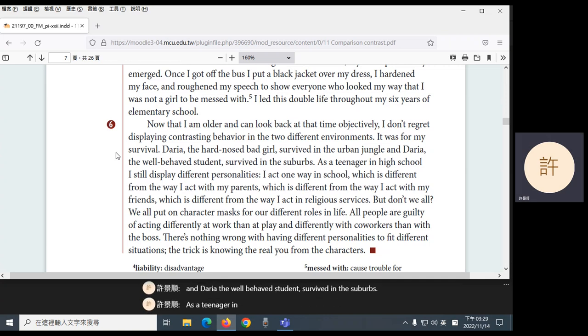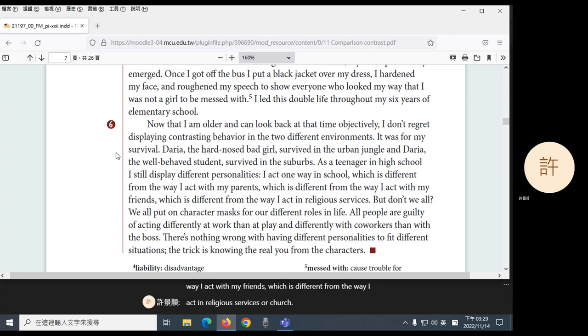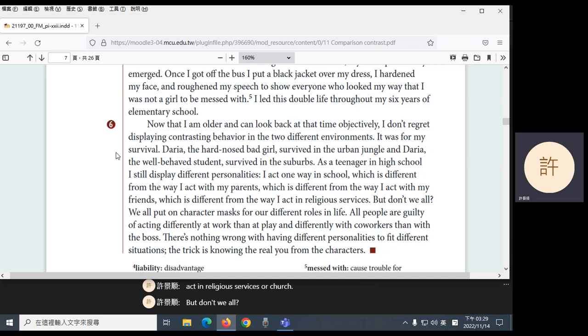As a teenager in high school, I still displayed different personalities. I act one way in school, which is different from the way I act with my parents, which is different from the way I act with my friends, which is different from the way I act in religious services or church. But don't we all? We all put on character masks for our different roles in life. All people are guilty of acting differently at work than at play, and differently with coworkers than with the boss. There's nothing wrong with having different personalities to fit different situations. The trick, or the key, is knowing the real you from the characters.